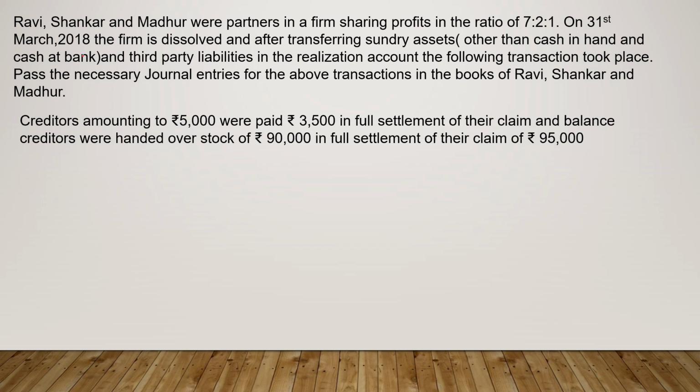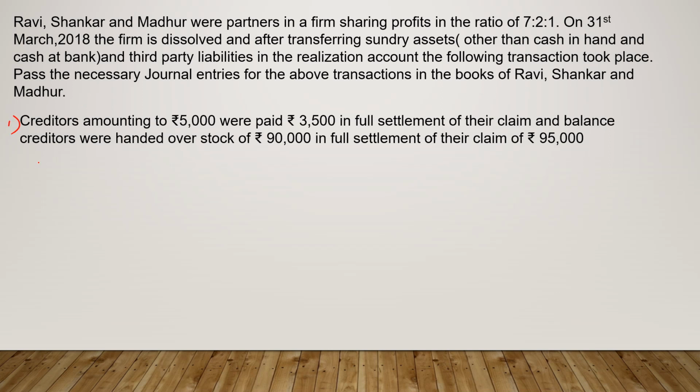On 31st March 2018, the firm is dissolved and after transferring sundry assets other than cash in hand and cash in bank, and third-party liabilities, to the realization account, the following transactions took place. So they have already transferred these to the realization account. After that, they've given us this transaction. What are we supposed to do? Pass the necessary journal entries for the above transactions in the books of Ravi, Shankar and Madhur.